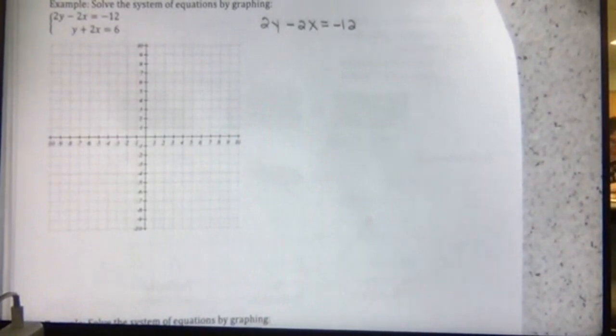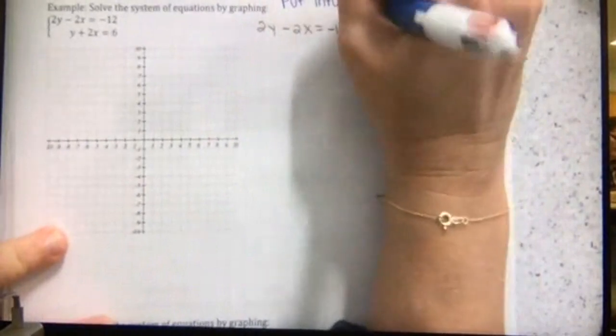All right. So 2y minus 2x equals negative 12. I want to put this into y equals mx plus b form so we can find the slope, find the y-intercept, and graph it. So put it into y equals mx plus b.